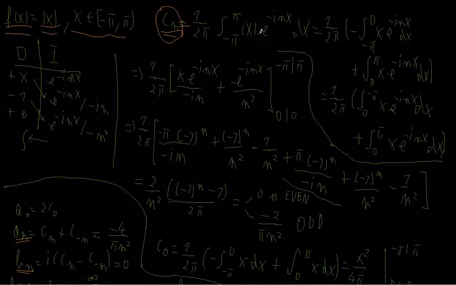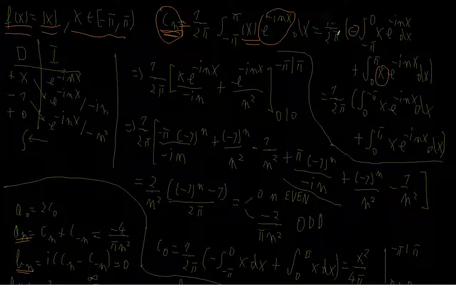negative pi to pi of the absolute value of x, so that is our function, times e to the negative i n x, that is our complex exponential, because here we deal with the complex Fourier coefficients, okay? And so now we can split this absolute value into two parts. From negative pi to 0 it's negative x, okay? And from 0 to pi it is positive, okay?